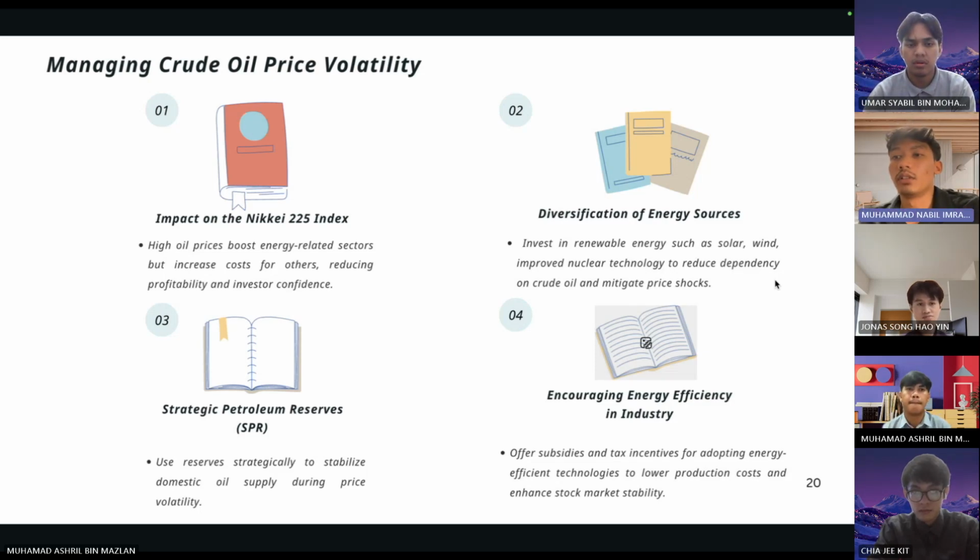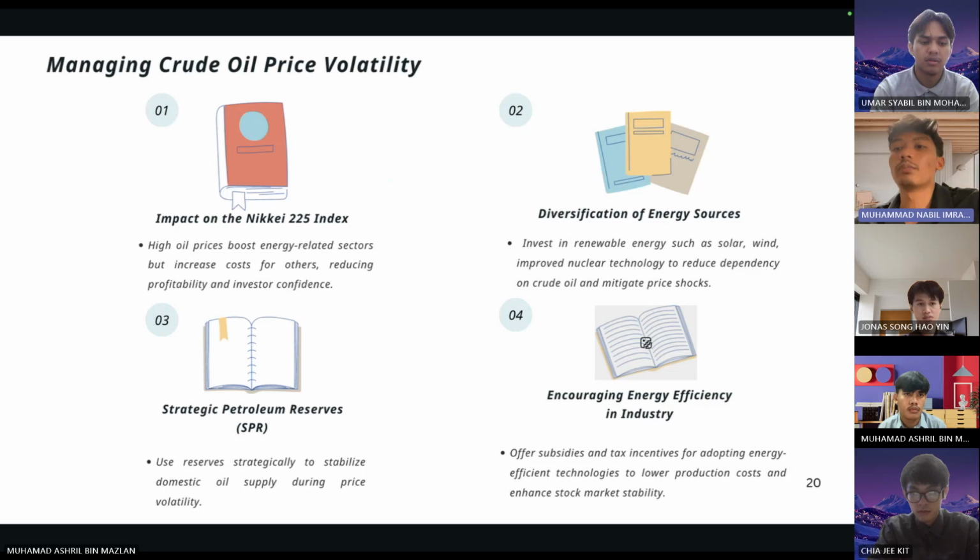The volatility of crude oil prices presents a dual challenge for the Japanese economy. While higher oil prices boost the energy sector, they also escalate costs for other industries, reducing profitability and investors' confidence. To mitigate this risk, Japan must adopt the following strategies.